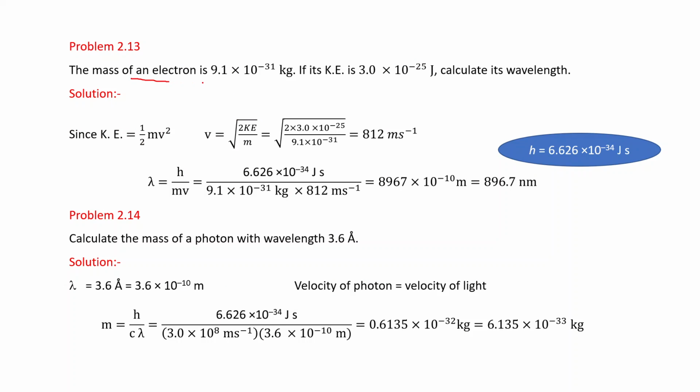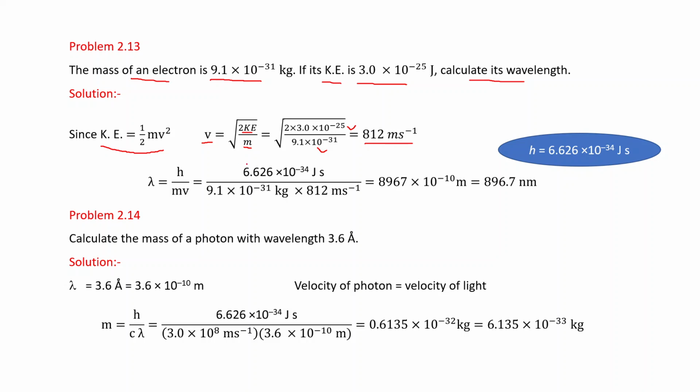Next question. The mass of an electron is 9.1 into 10 raised to the power minus 31 kilogram. If its kinetic energy is 3.0 into 10 raised to the power minus 25 joule, calculate its wavelength. Use the formula kinetic energy is equal to half mv square. From this formula, first we will calculate the v. That is, v is equal to square root of 2 into kinetic energy divided by m. Put the values. Kinetic energy is given and mass is also given. We solve it, then we will get 812 meter per second.